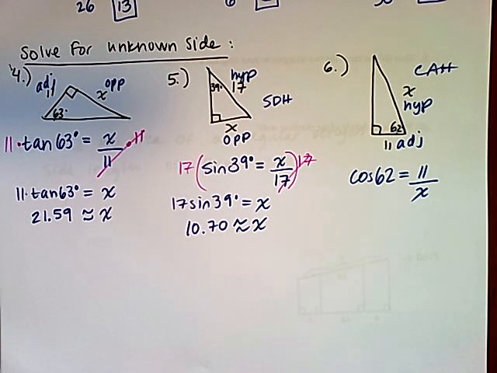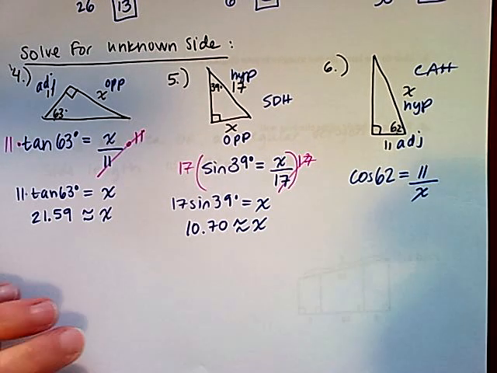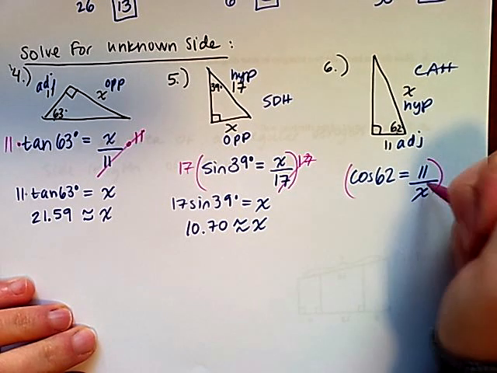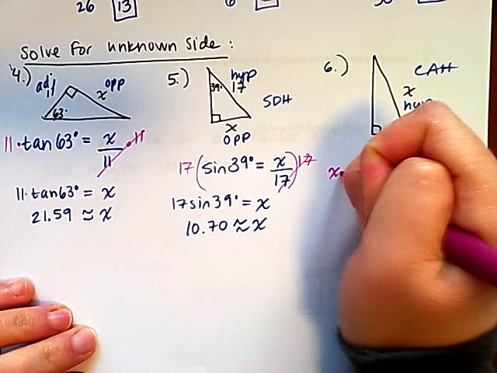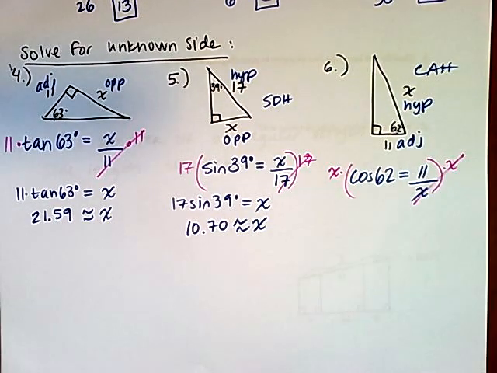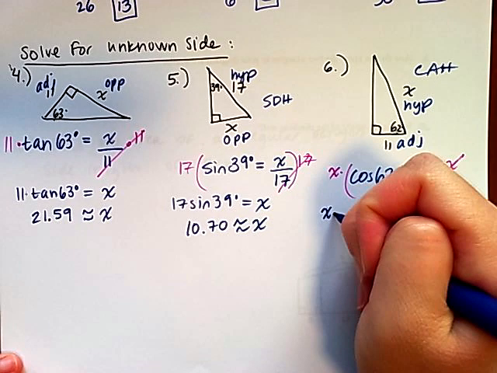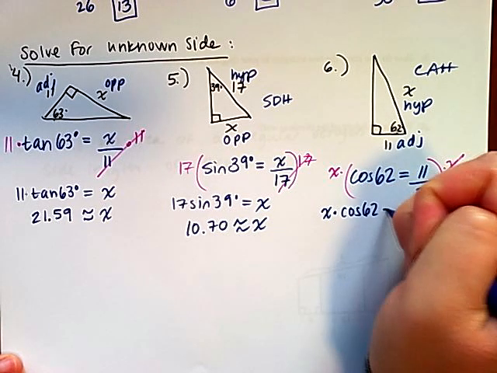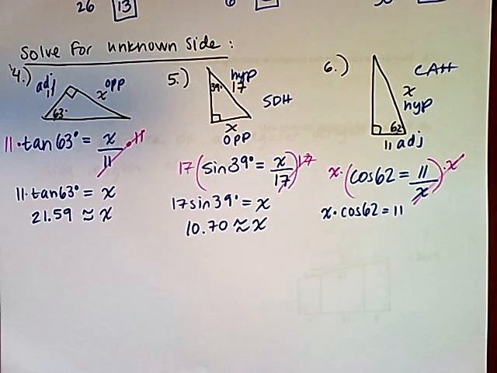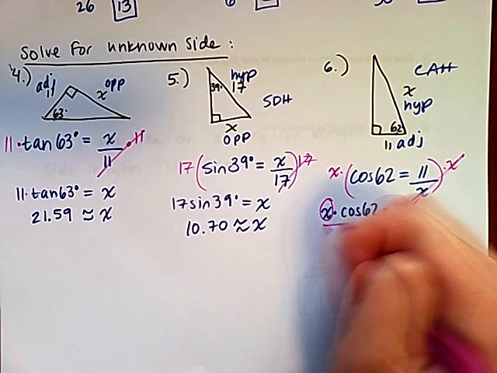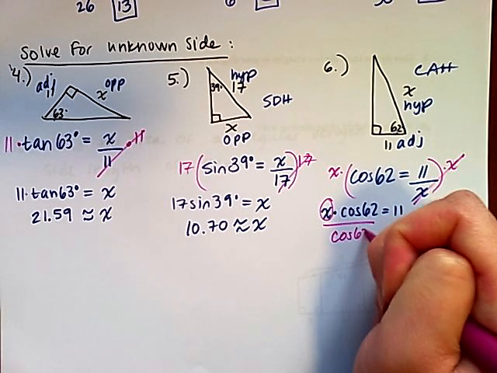Okay, so what you need to do is actually, you do the same first step as you did in the last two, which is you multiply both sides by the denominator, but in this case our denominator is x. Now when you do that, those x's cancel on the right, and I get x times cosine of 62 equals 11. Now if I'm trying to isolate x at this point, I want this x by itself, and right now it's being multiplied by cosine of 62, which is a number. So what I'm going to do is divide both sides by cosine of 62.